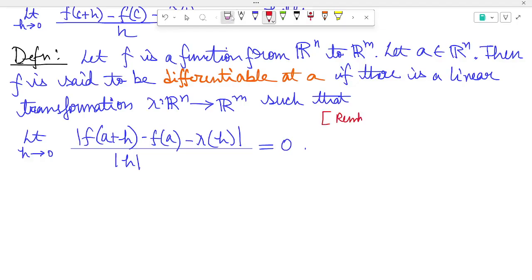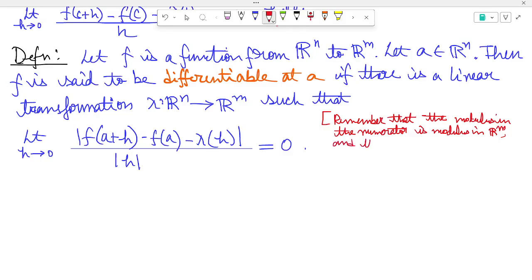Remember that the modulus in the numerator is in Rm, and the denominator is the modulus in Rn. h is a point of Rn, so it will be the modulus in Rn. Okay.